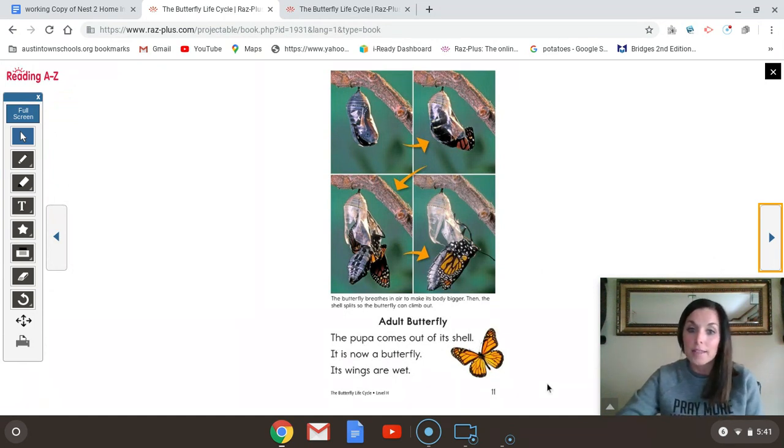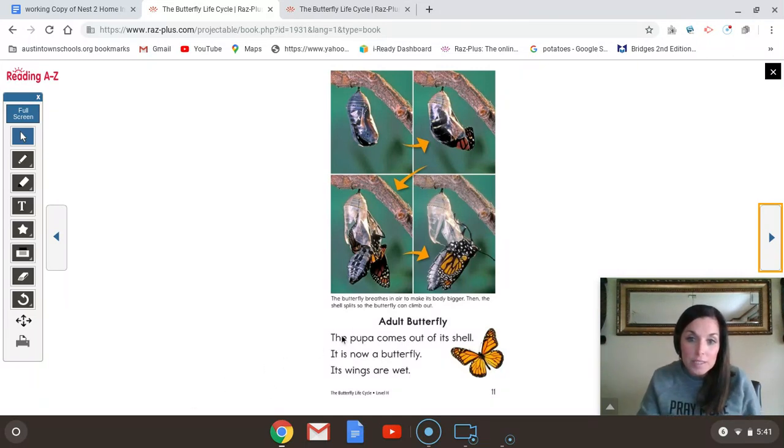Adult butterfly. The pupa comes out of its shell. It is now a butterfly. Its wings are wet. So when the butterfly first comes out, it can't fly immediately, okay? Because it just came out of the pupa. Its wings are wet, so they have to let it dry for a little bit before they're able to move. They have to get stronger, dry.